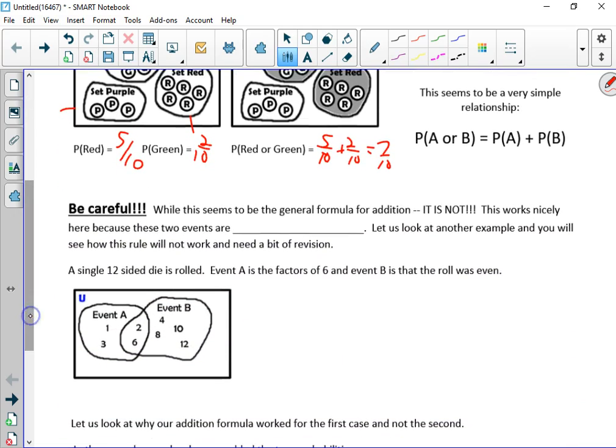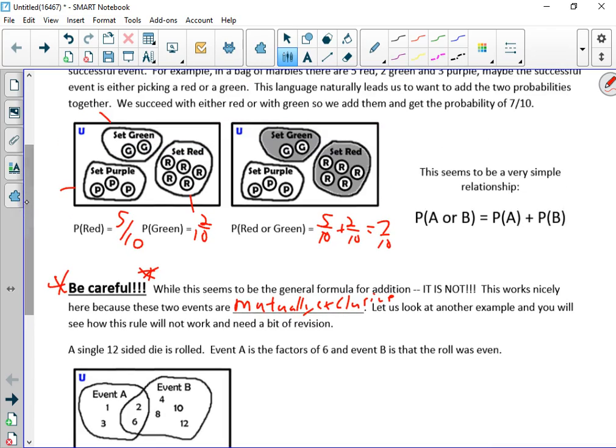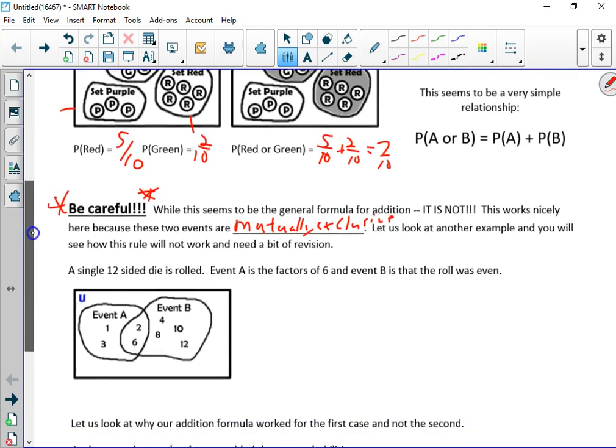But, alert, alert, alert. Be careful. While it seems to be the general formula, it is not. This works nicely here because these 2 events are mutually exclusive. There was no overlap. Let's look again. Red, green, and purple. Separate. No overlap. There are no red-green swirls or red-purple swirls or green-purple swirls. Nothing.